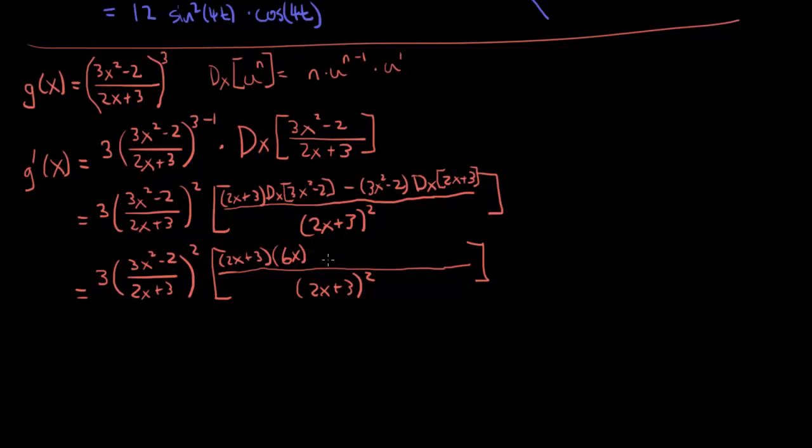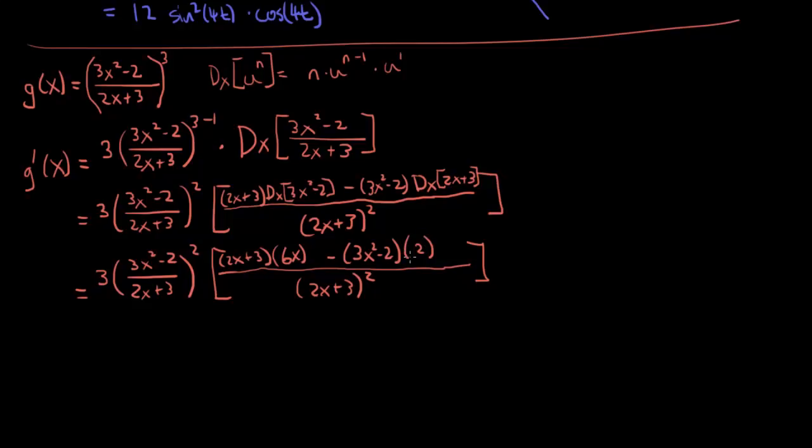Okay, so 6x, then we have minus 3x squared minus 2. Now what's the derivative of 2x plus 3? Okay, that's a binomial again, so we can take the derivative of each term individually. The derivative of 2x is just 2, and the derivative of 3 is 0. So just a 2 there.